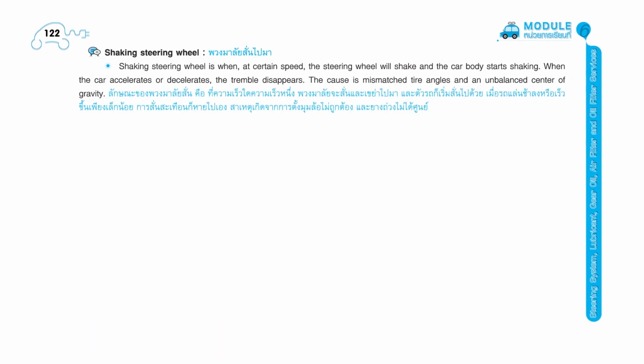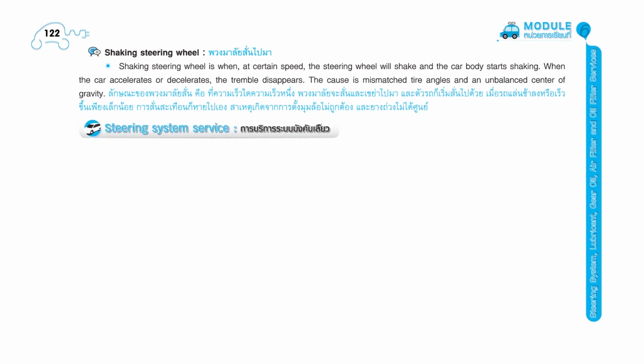Page 122. Shaking steering wheel. Shaking steering wheel is when at a certain speed the steering wheel will shake and the car body starts shaking. When the car accelerates or decelerates, the tremble disappears. The cause is mismatched tire angles and an unbalanced center of gravity.